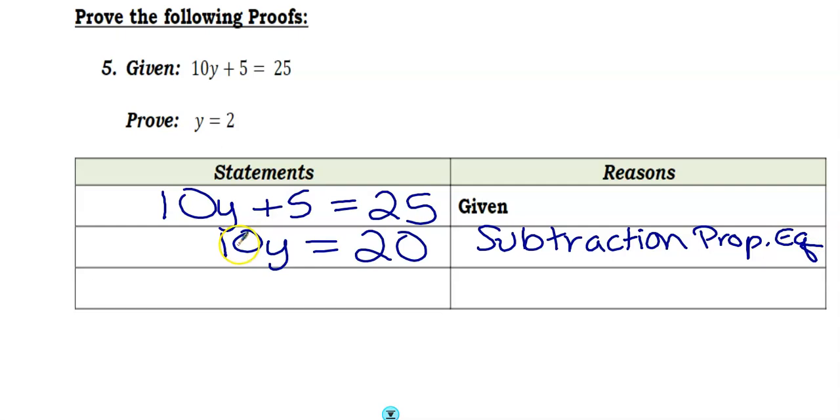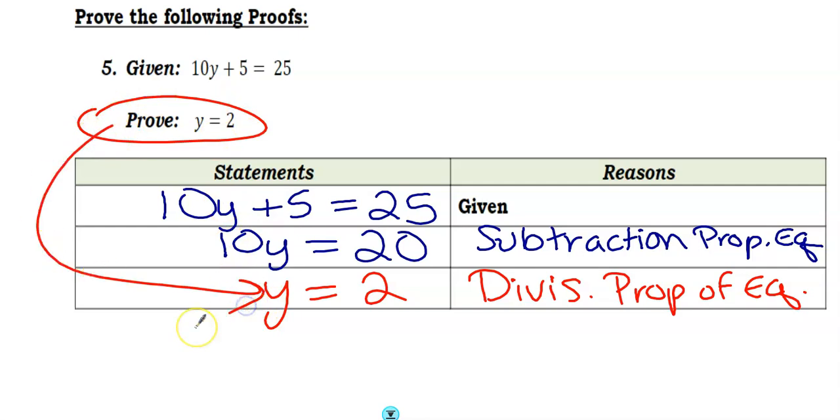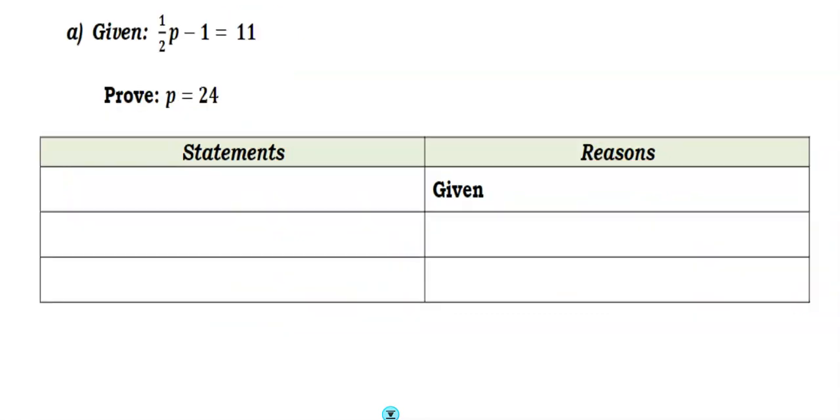And what's the opposite of multiplying? Well, that would be dividing. So then I'd write division property of equality. There we go. So I have my problem, I solved it, and I got my proof. So you know you're done when you prove what they want you to solve for. So we're taking multi-step equations and solving them and using them to make proofs. Okay, let's try the next one.